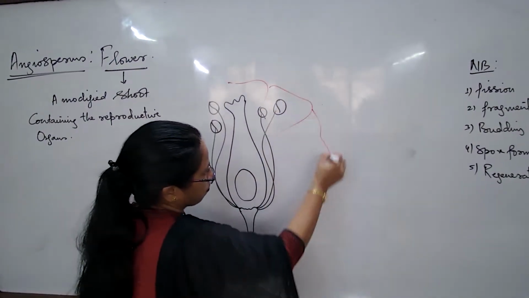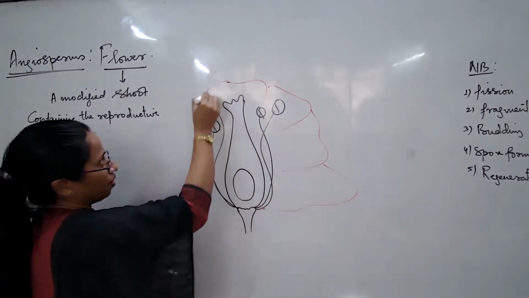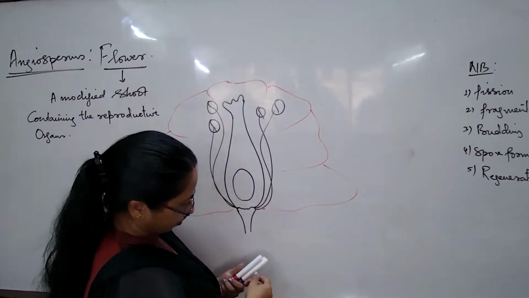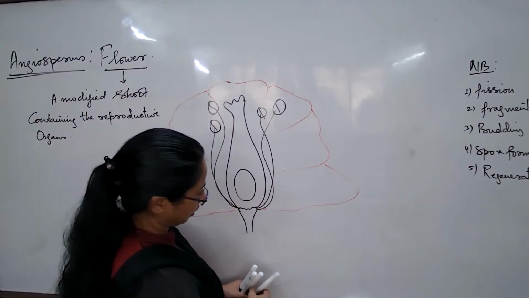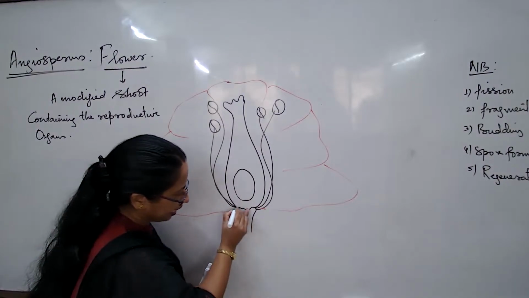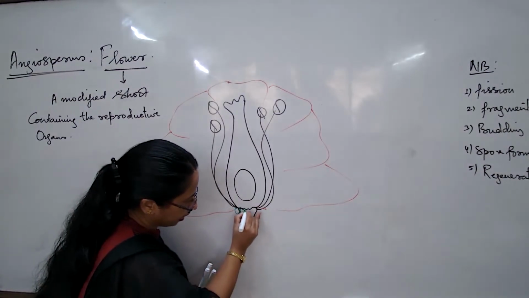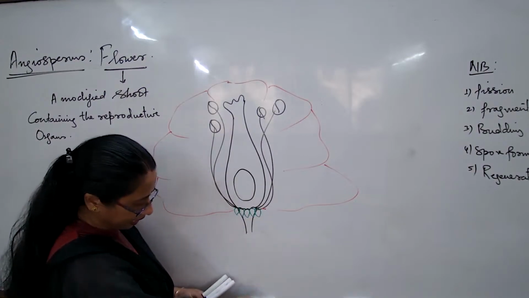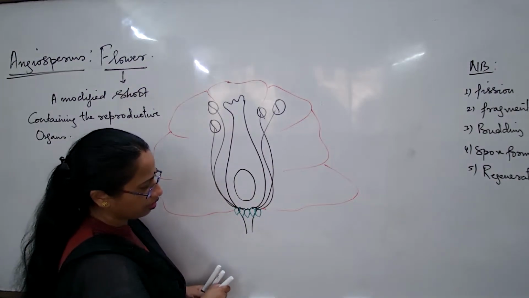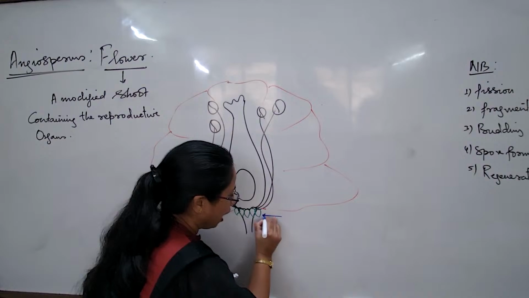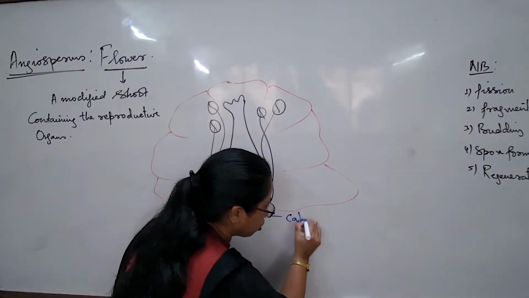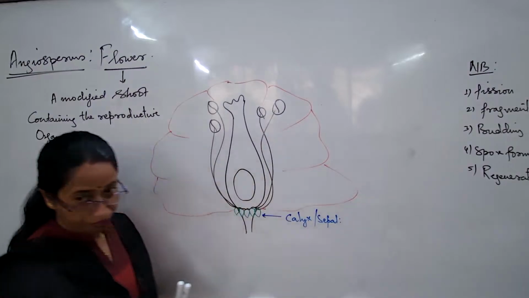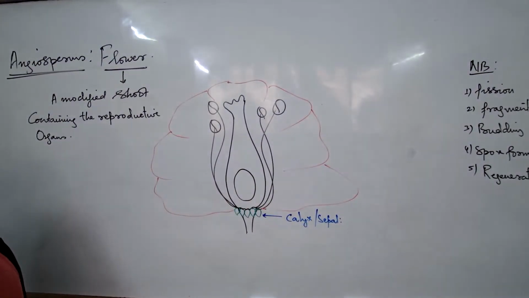Every particular part of the flower, let me start with this. Exactly at the base of the flower there are some leaf-like structures, green in color, and they are generally 5 in number. And what are these known as? This is known as the calyx or the sepal. The first part of the flower that I talk about.